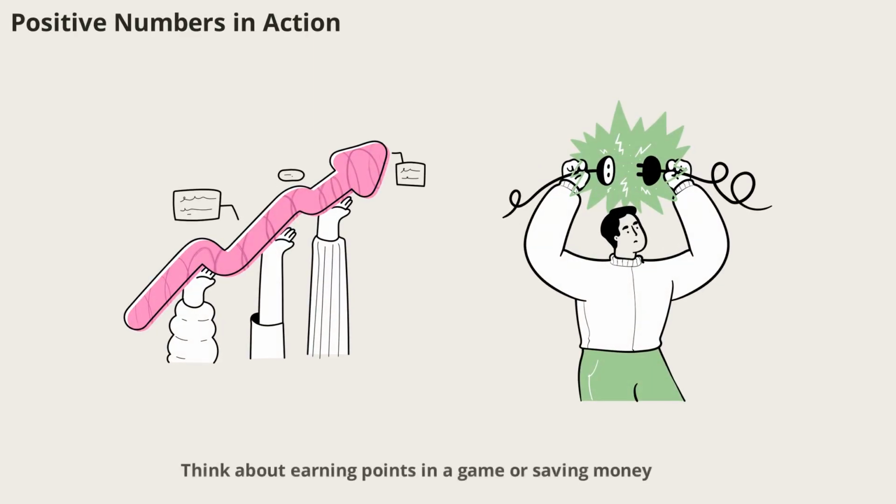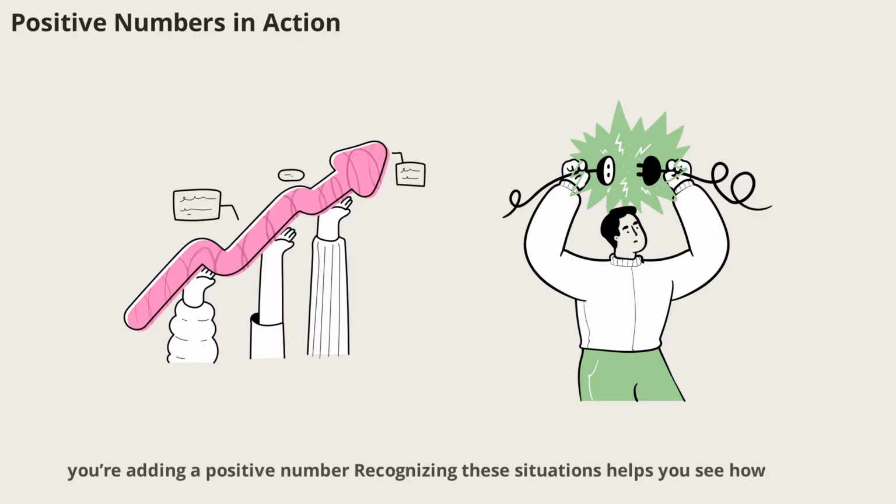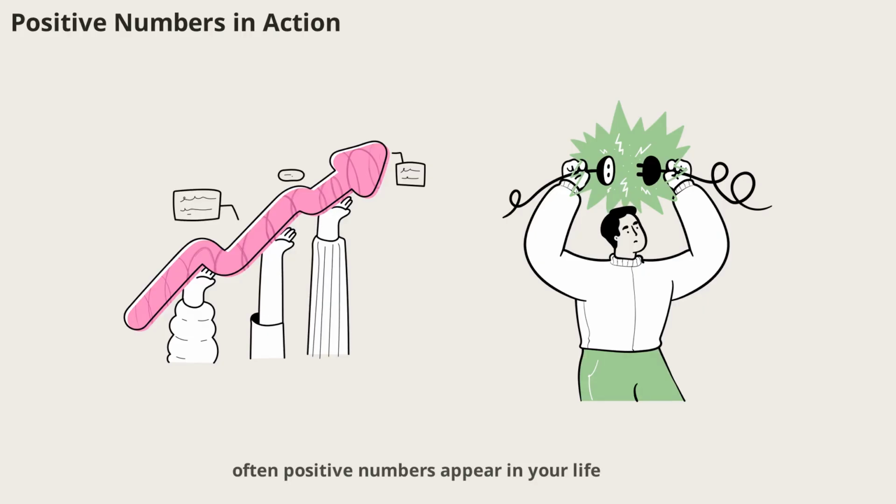Think about earning points in a game or saving money. These are positive numbers in action. Every time you gain something, you're adding a positive number. Recognizing these situations helps you see how often positive numbers appear in your life.